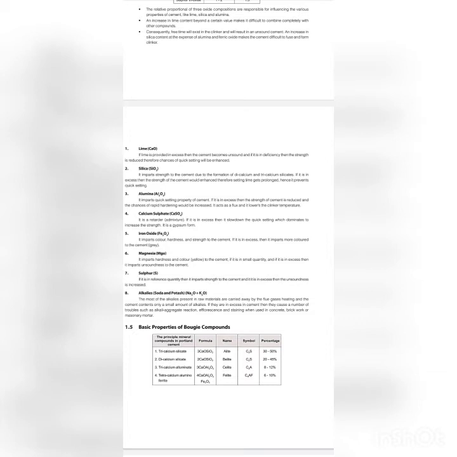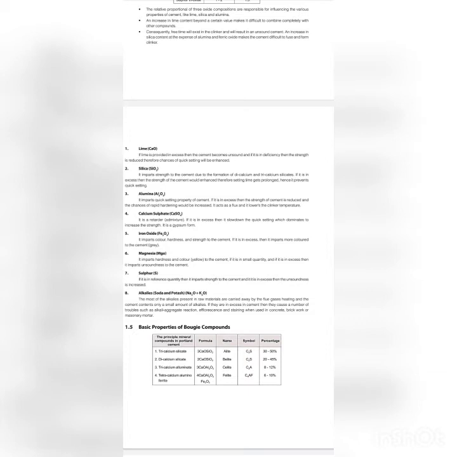Lime, CaO. If lime is provided in excess, then the cement becomes unsound, and if it is deficient, then the strength is reduced. Therefore the chances of quick setting will be enhanced. Second one is silica, SiO2. It imparts strength to the cement due to the formation of dicalcium and tricalcium silicates. If it is in excess, then the strength of the cement would increase, but the setting time gets prolonged, hence it prevents quick setting. The third one is alumina, Al2O3.